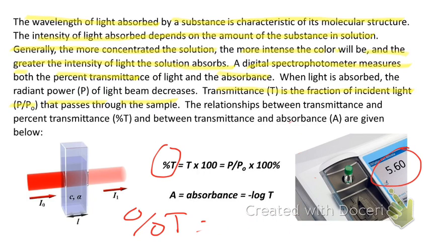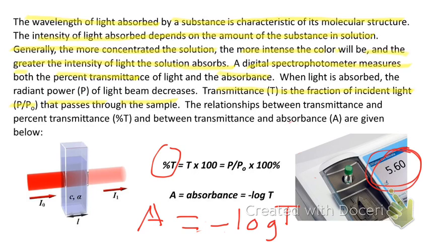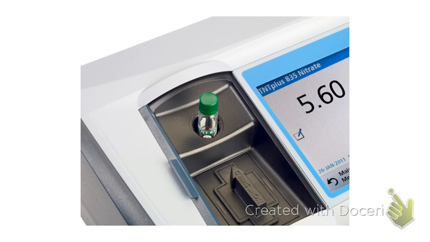Now, once we know that percent transmittance, we can determine the absorption. The absorption is equal to the negative log of the transmittance. So if we know what the percent transmittance is from our digital readout, then we can use this equation to find our transmittance, and then plug it into this equation to find out how much light was actually absorbed by our compound. So hopefully that makes sense. There you see the percent transmittance.